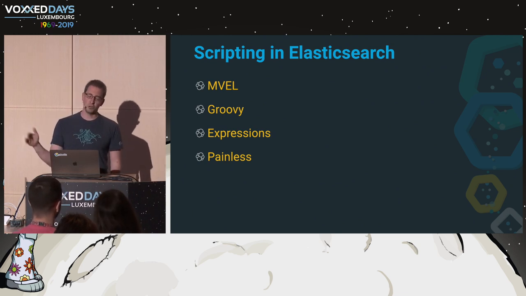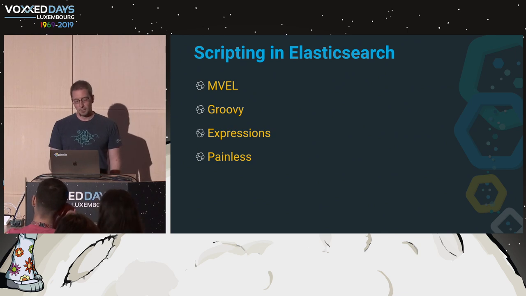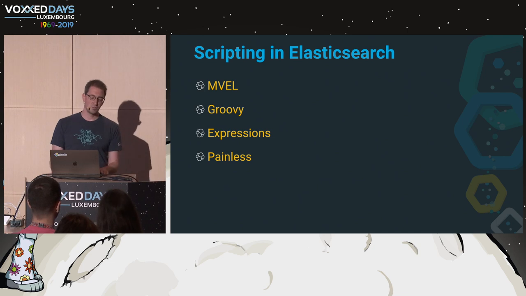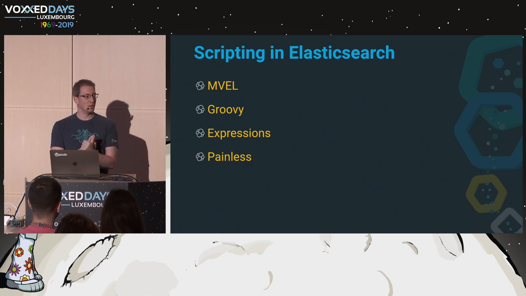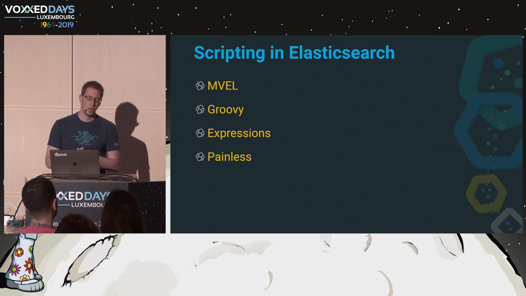But MVEL turned out to not really be maintained anymore, and it was not really fast either, so we looked for an alternative, and we figured out, oh, there's Groovy. And Groovy was a good choice, actually, right? Groovy supported whitelisting and blacklisting already back then. Groovy had a sandbox where the code was executed in, so it had a couple of advantages.